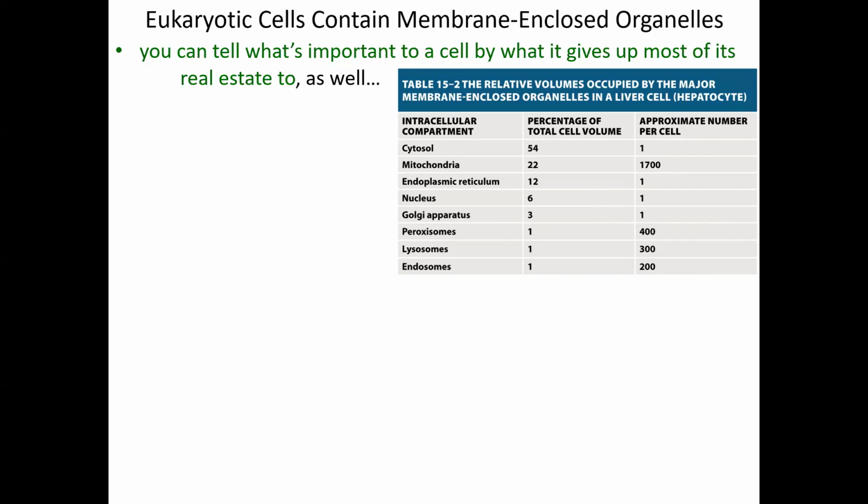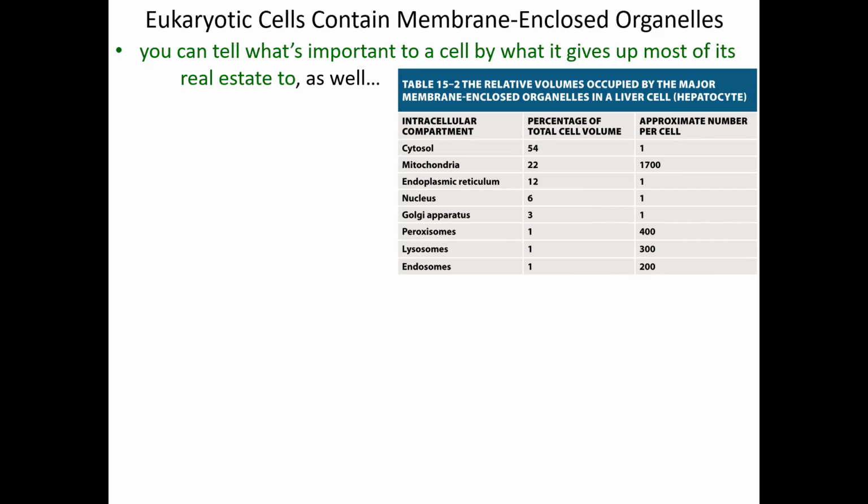Second most, after the cytosol and the mitochondria, is the ER. We've got to make membrane, we've got to make protein. 12% of the cellular volume is for the endoplasmic reticuli. The nucleus makes up 6%, which is actually pretty stunning, considering that there's only one nucleus, and it's making up 6% of the total cell volume. And then we see the Golgi at 3% and the individual other organelles at 1%.